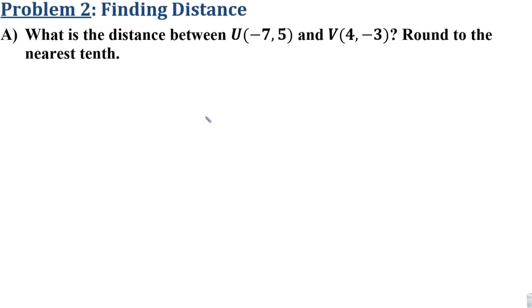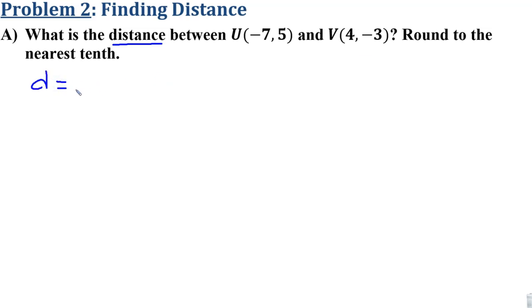All right, so problem 2, finding distance. Part A asks, what's the distance between U at (-7, 5) and V at (4, -3)? Round the answer to the nearest tenth. So for that, we're talking distance. We're going to use our distance formula.